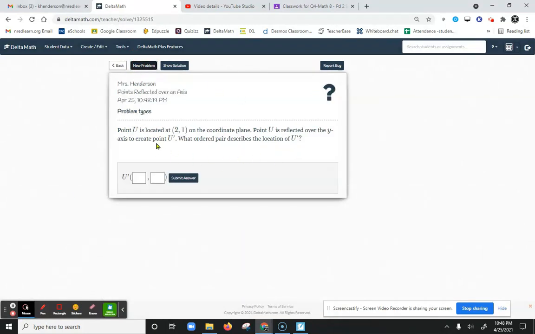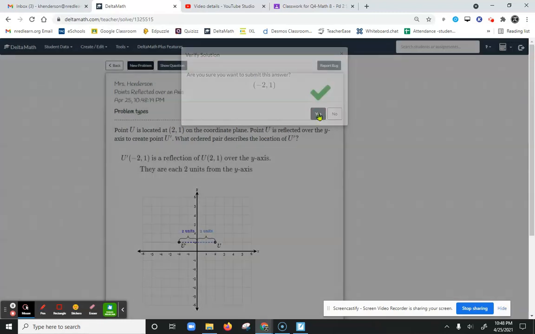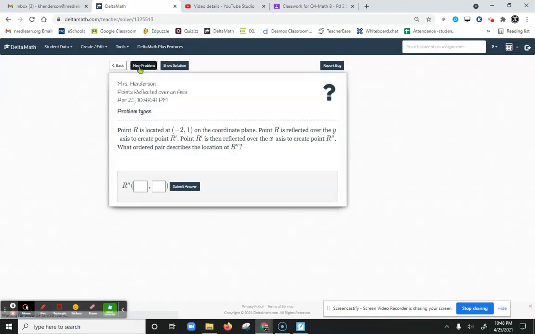All right, this one looks like it's just a U prime. Okay, this is a basic one. Copy the coordinates, and now let's start to think. Point U is reflected over the y-axis. Well, if you flip over y, you change the x-coordinate. There we go. Let's do another one. Ooh, this looks like a double one.